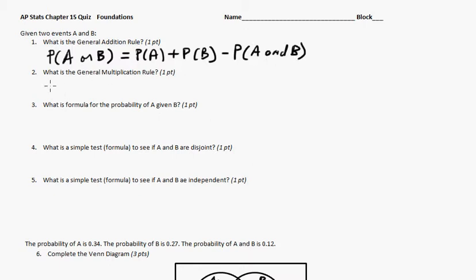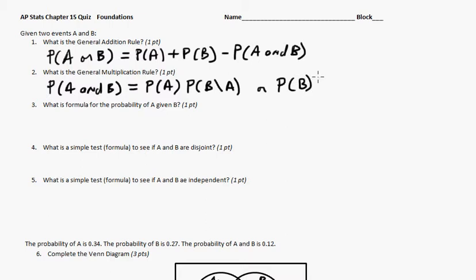Okay, so the general multiplication rule would be for A and B. Okay, and so that's going to equal the probability of A given B. No, excuse me, my bad, thinking too far ahead. The probability of A times the probability of B given A. Or you could do the probability of B times the probability of A given B. Either way works. So here, for the general rule, we don't know if A and B are disjoint, so we have to subtract off this term.